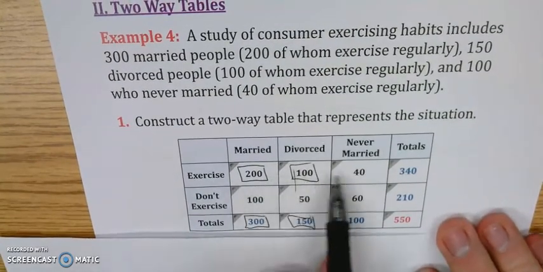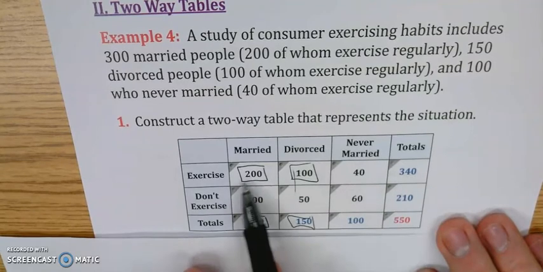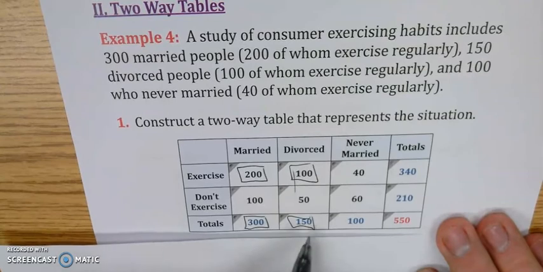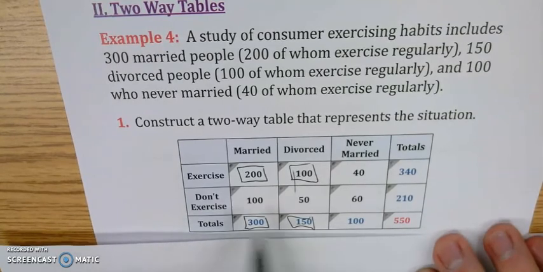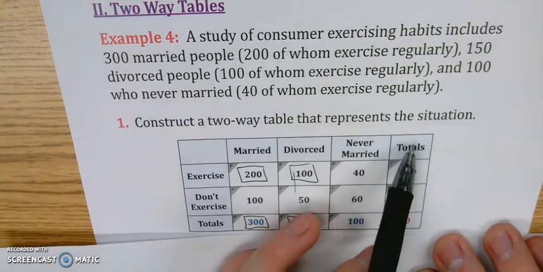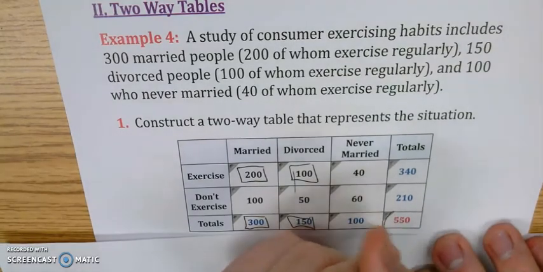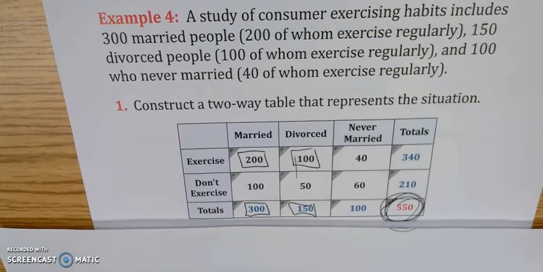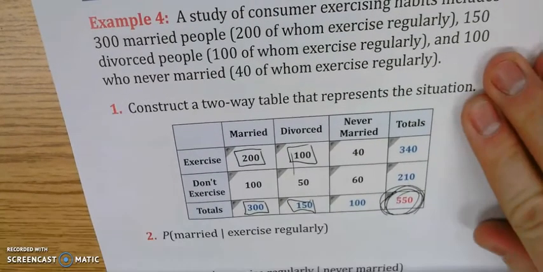From there, we can also add across. So we're going to have the total people who exercise, total people who don't exercise, the total married folks, total divorced, total never married. Whether I add across this way or add down this way, I should get the overall total of 550 total humans being surveyed.